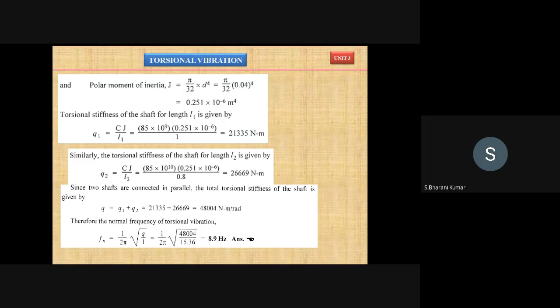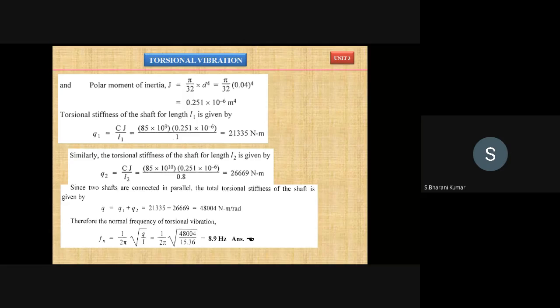First we want to find out the Q1 value, then the Q2 value, and then add those two values: 21,335 Newton meter and 26,669 Newton meter. After adding these two Q values, the torsional stiffness value, you get 48,004. That is the value you put into the frequency.